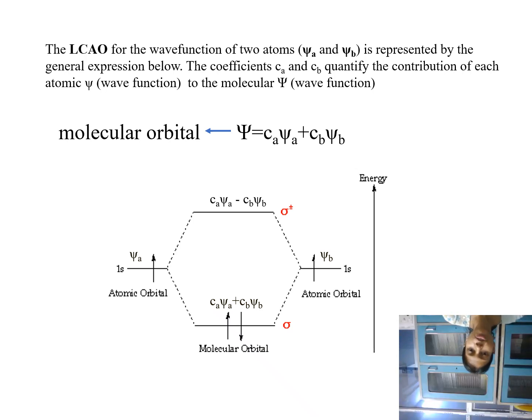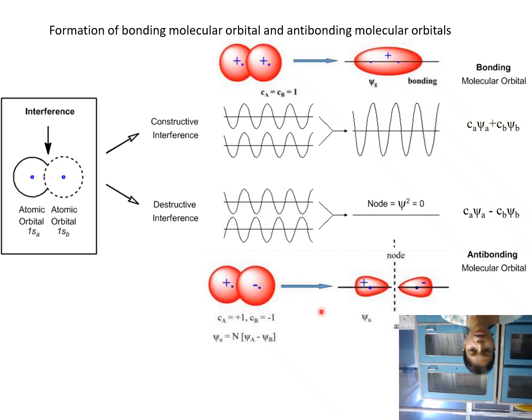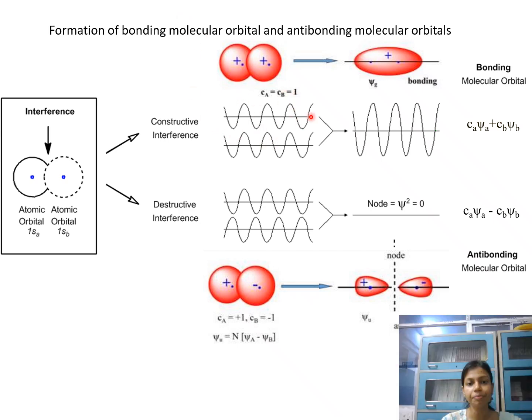Okay, now let us go to the next slide, where we'll see what happens when the atomic orbitals are added and when they are subtracted. By adding, which kind of molecular orbital forms, and by subtracting, which kind of molecular orbital forms. Now, as you understood, orbitals are actually wave functions, right? So wave functions will have wave-like behavior.